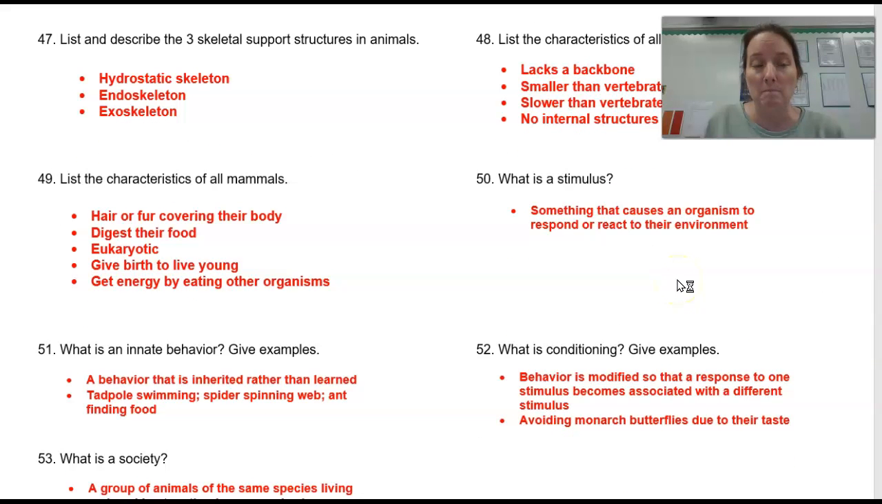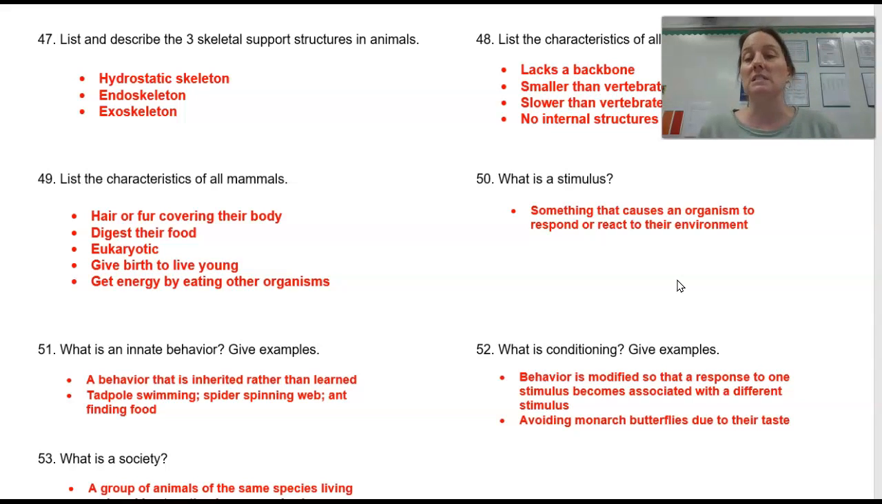Characteristics of mammals. All mammals have hair or fur covering their body. They digest their food. They are eukaryotic. Most all give birth to live young, and they get their energy by eating other organisms. Remember, they're heterotrophs. We don't make our food within ourselves. We get it from other places.